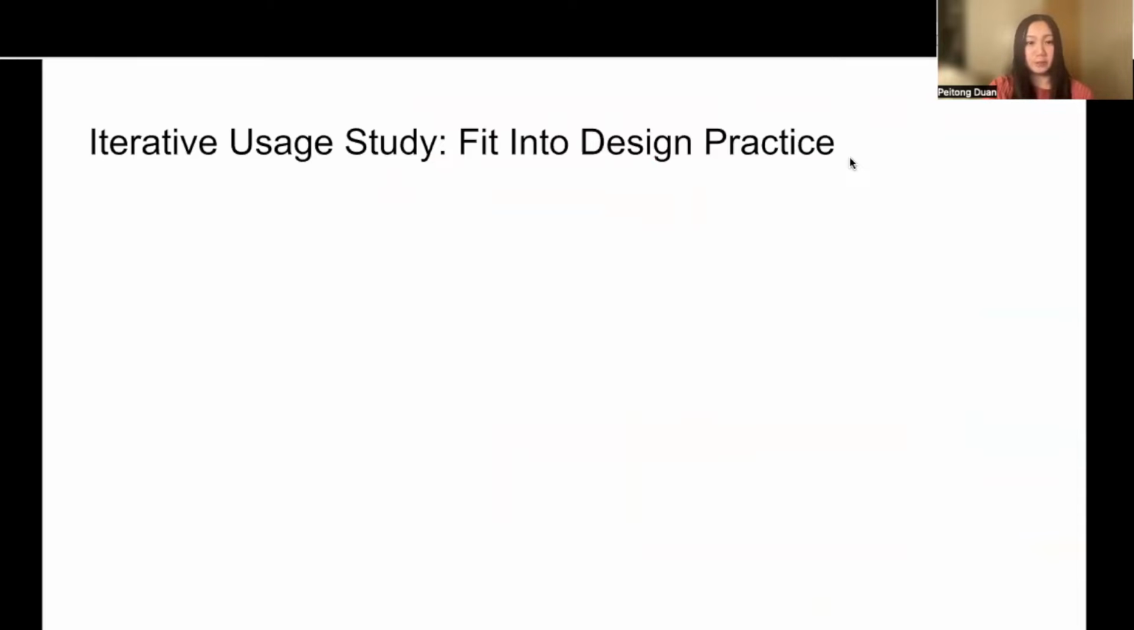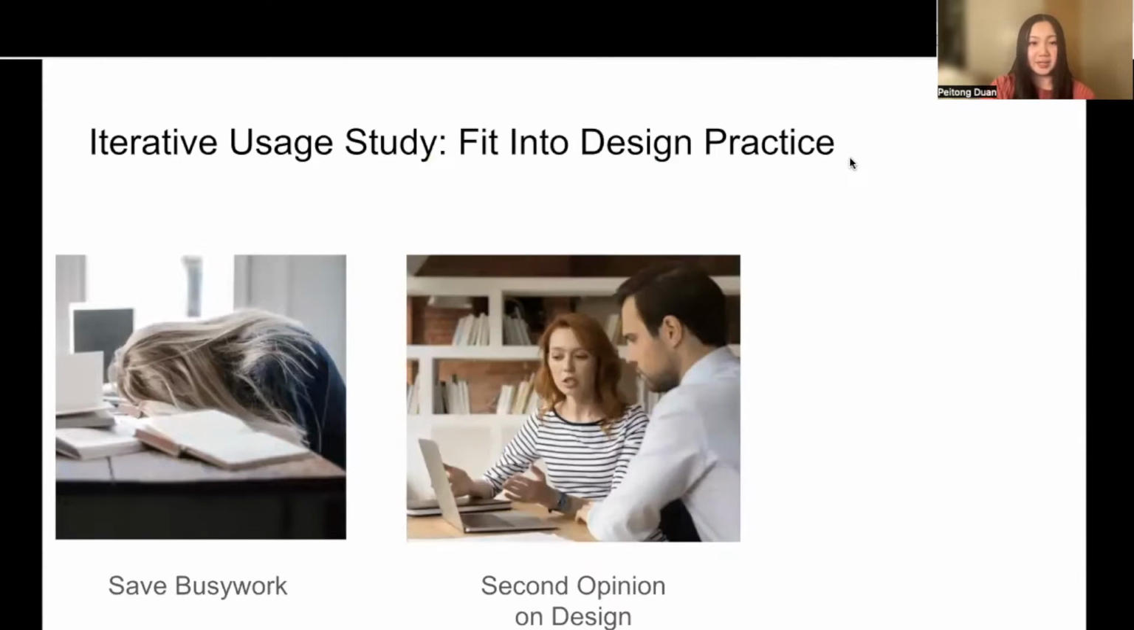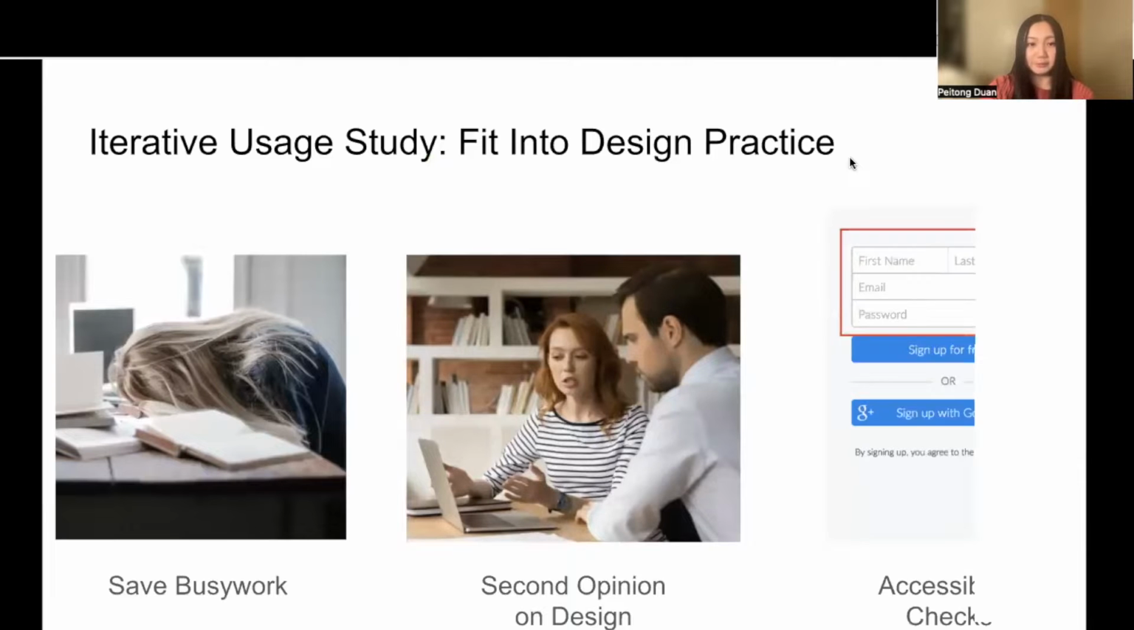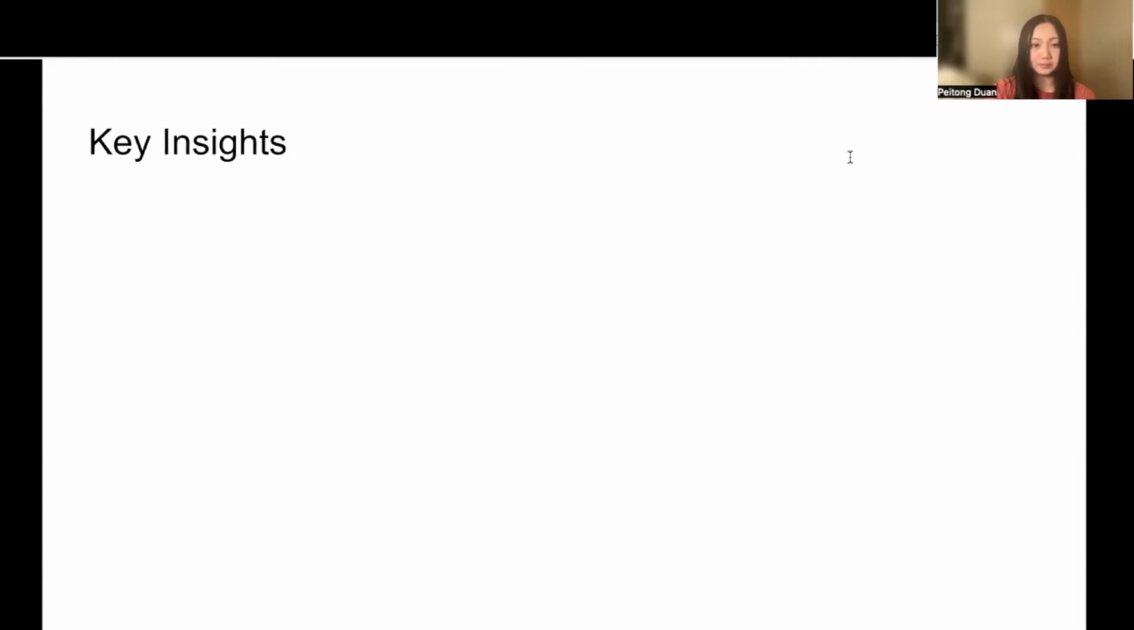Participants also brainstormed potential use cases for this tool, which includes saving time on busy work like alignment checks, getting a second opinion on their design, which is useful for designers working solo, and running accessibility checks via applying accessibility guidelines. Regarding mistakes made by GPT-4, 8 out of 12 participants said they are not dangerous, as there's a human in the loop to catch these mistakes before UI revisions. However, some noted that these errors could be dangerous to novice designers.